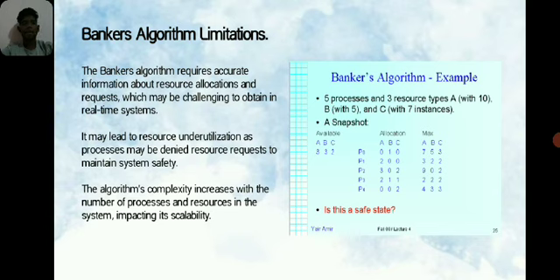Banker's algorithm limitations. The Banker's algorithm requires accurate information about resource allocation and requests, which may be challenging to obtain in real time systems. It may lead to resource underutilization as processes may be denied resource requests to maintain system safety. The algorithm's complexity increases with the number of processes and resources in the system, impacting its scalability.